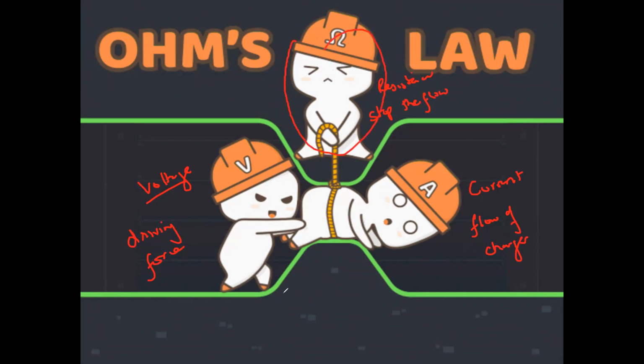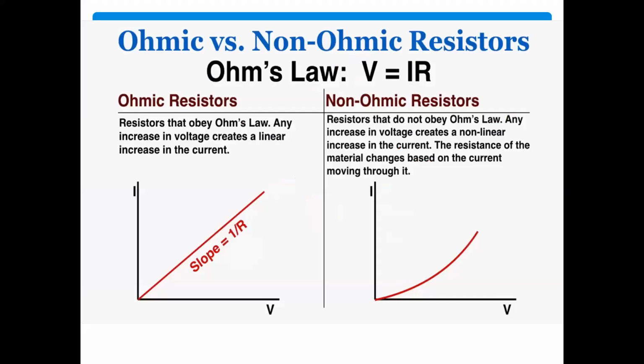So according to Ohm's law, if we keep resistance the same, if we are not changing the resistance of a circuit, and if we push the charge with a greater amount of force or energy, then the charge will move faster. In short, voltage and current are directly proportional if the resistance of a circuit is kept constant. So if we apply more voltage, the circuit will have a greater current.